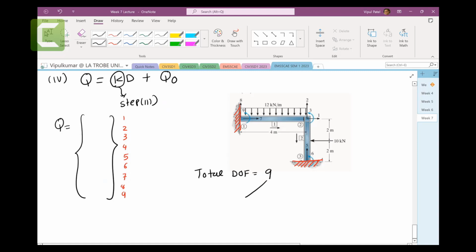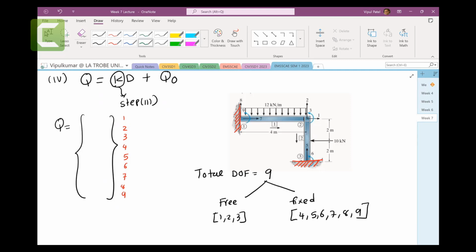Now out of the total 9, how many are free degrees of freedom and how many are fixed degrees of freedom? You can see this joint number 2 is free. So I can see that 1, 2 and 3 are free degrees of freedom. 4, 5, 6, 7, 8 and 9 are fixed degrees of freedom. So I can draw the line here to make a division between the fixed and free.